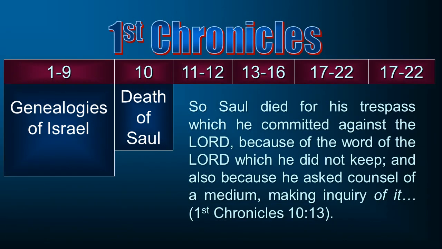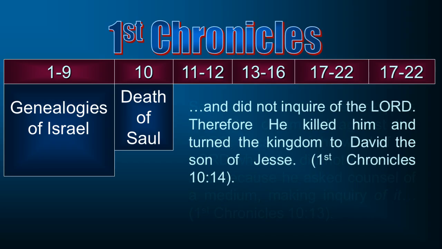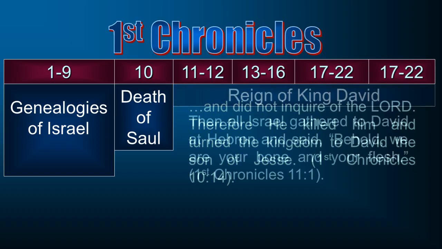So we had genealogies of Israel, but now the death of Saul takes place in chapter 10 of Chronicles. So Saul died for his trespass, which he committed against the Lord, because of the word of the Lord, which he did not keep, and also because he asked counsel of a medium, making an inquiry of it. Now, you know that story from the end of First Samuel, so we don't have to cover it again. It's just making a reference to that. And notice, and did not inquire of the Lord, therefore he killed him, that is, God killed him through the hands of the Philistines, and turned the kingdom to David, the son of Jesse.